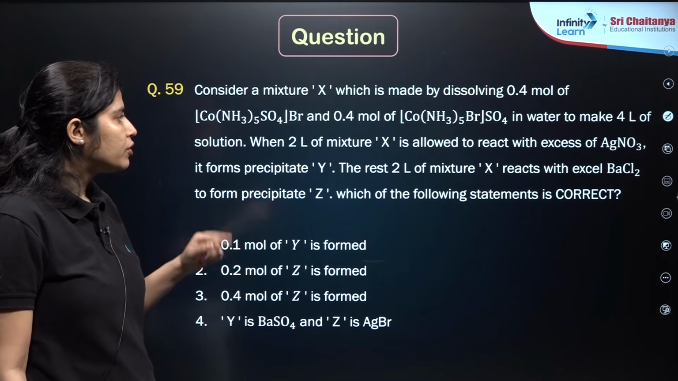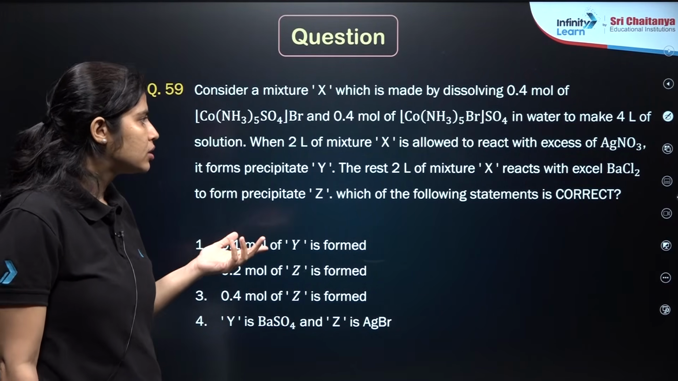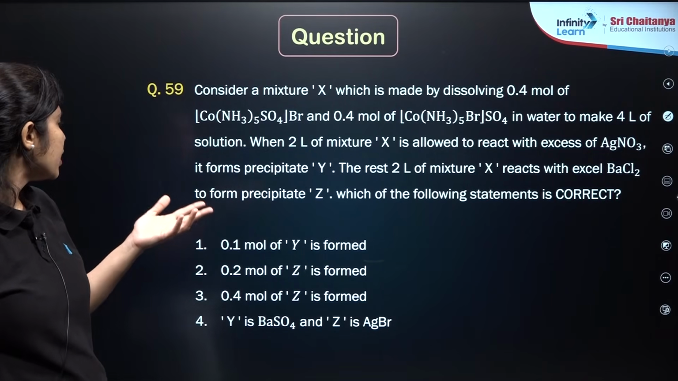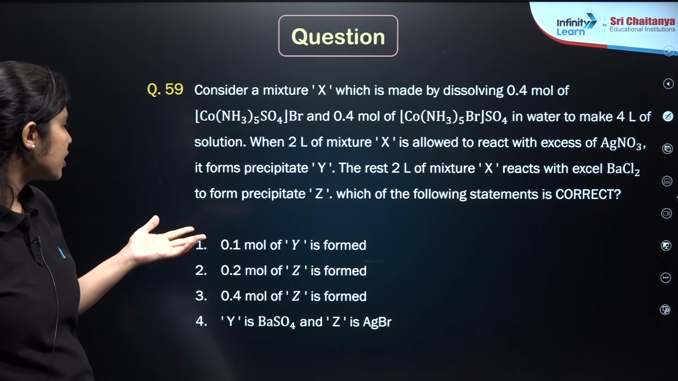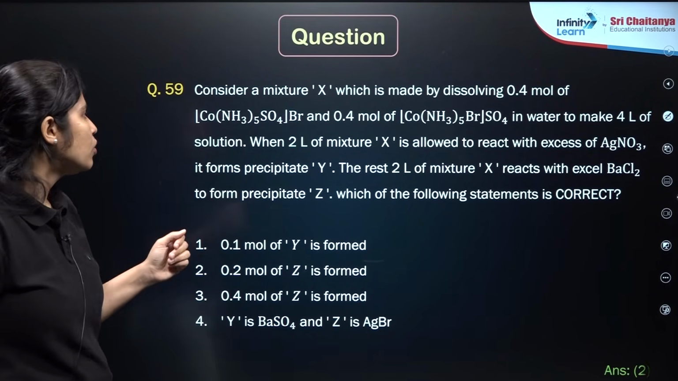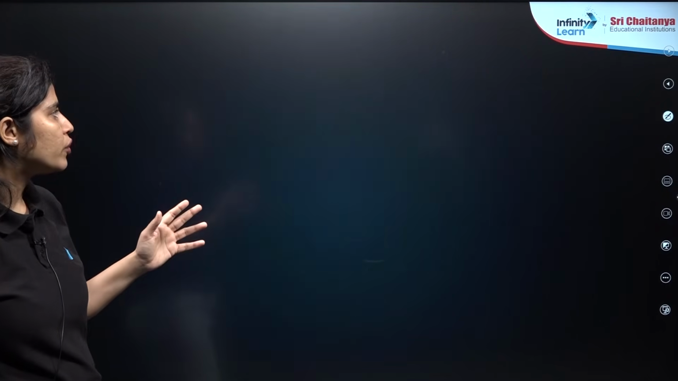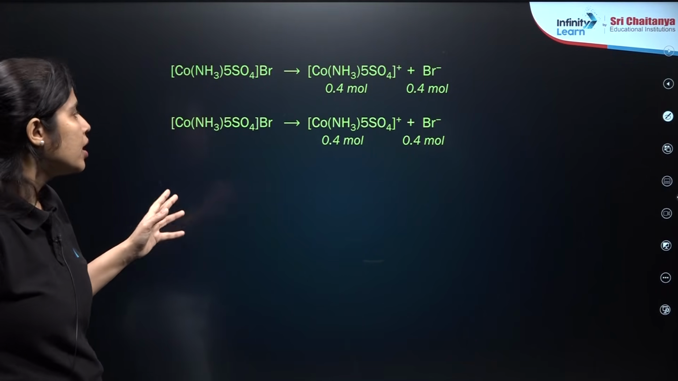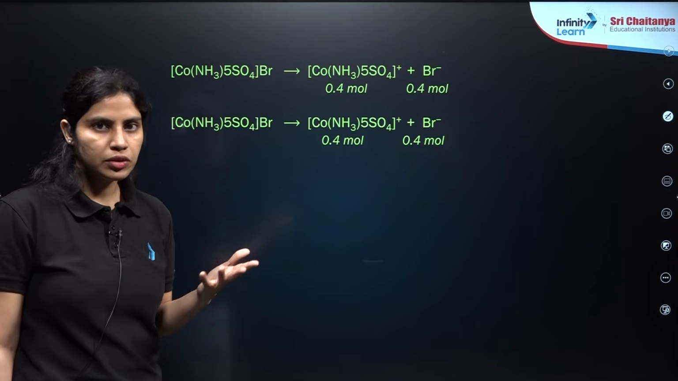The rest 2 liters of the mixture react with excess of BaCl2 to form precipitate Z. Which of the following statements is correct? Let's see over here how we are going to solve this question. First of all, we are going to write down the 2 equations, how your compounds are going to dissociate.